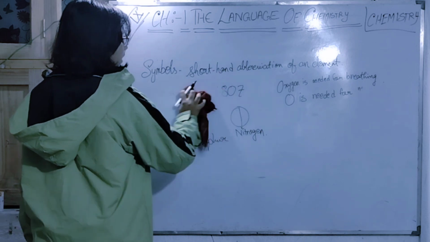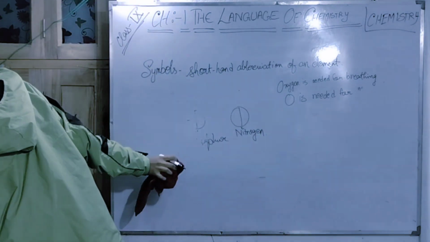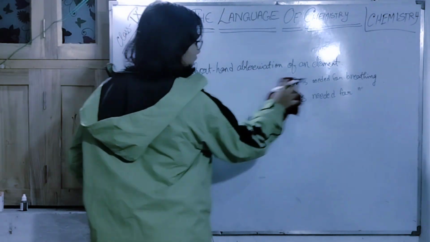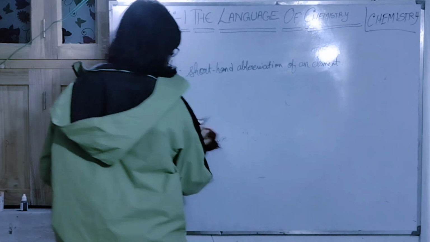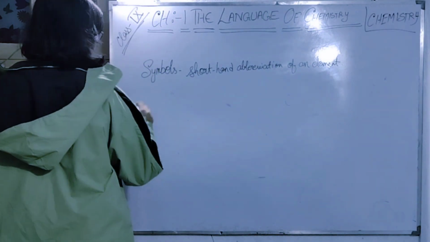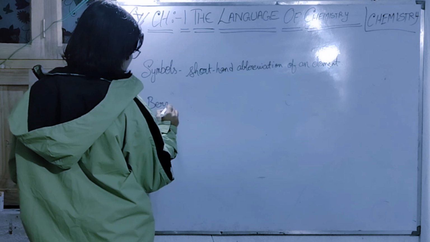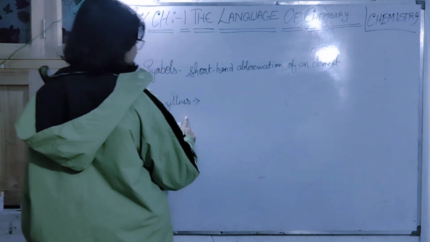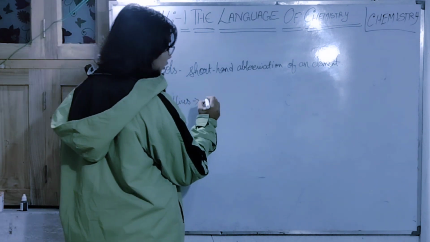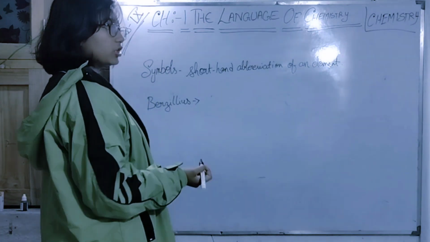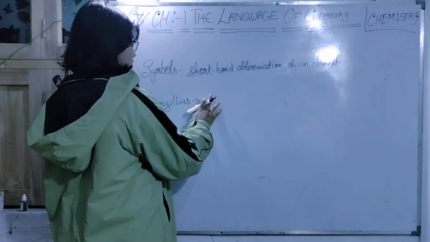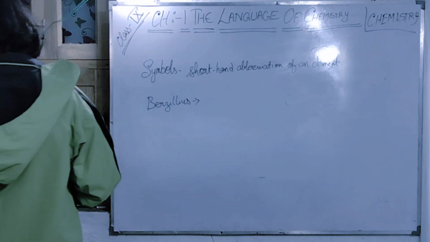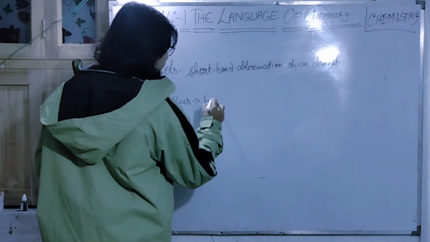Now for this, the next scientist, known as Berzelius, suggested that there should be shorthand names, like for hydrogen H, the first letter or initial, or the first and second letter initial should be there for representing the elements. The symbol should be like that. It was in the year 1814.